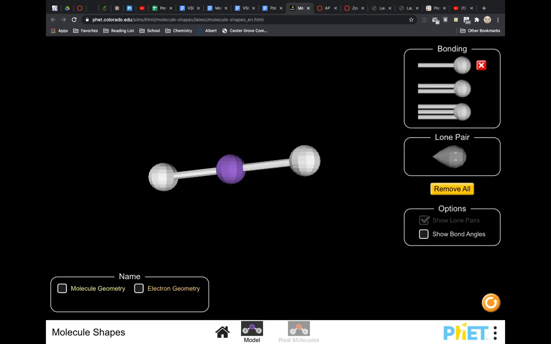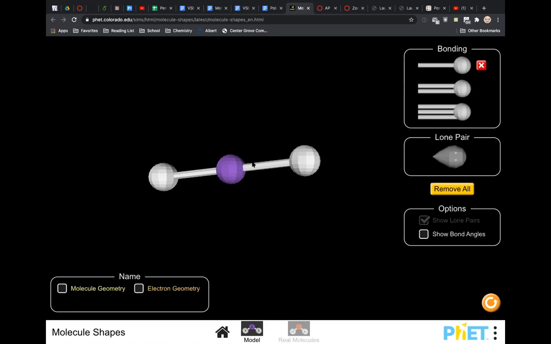So here's some explanation. I just got done describing the VSEPR theory, valence shell electron pair repulsion. The basic idea is that your atoms that are bonded in lone pairs are going to get as far away from each other as they possibly can. They're going to repel each other.